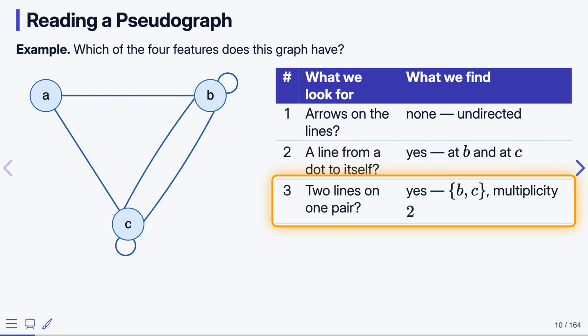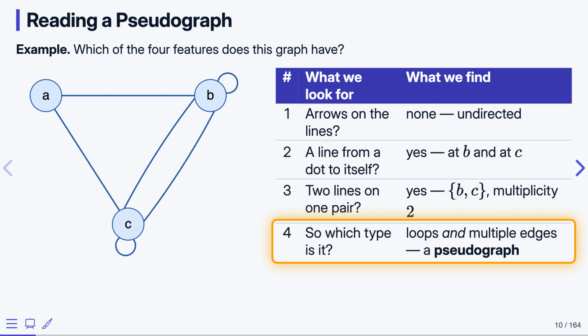Question 3. Is any pair of dots joined by more than one line? Yes. Look at B and C, see two lines join them, so the edge BC has multiplicity 2. Question 4, put the answers together. This graph has loops and it has multiple edges. Only one type allows both. It is a pseudograph.